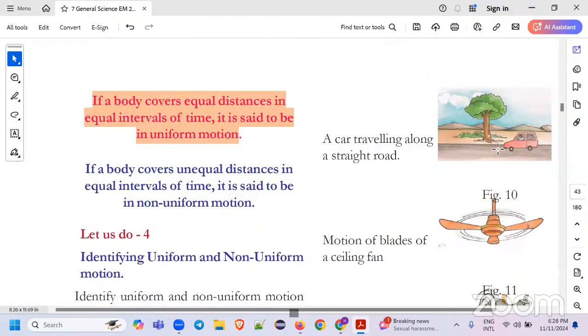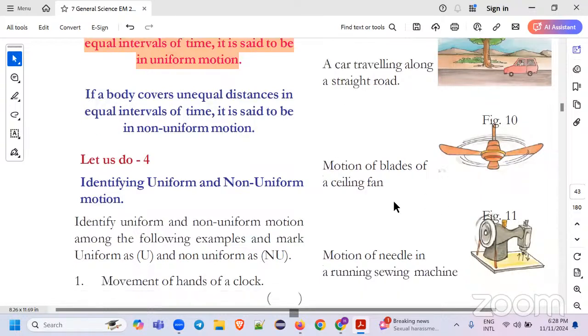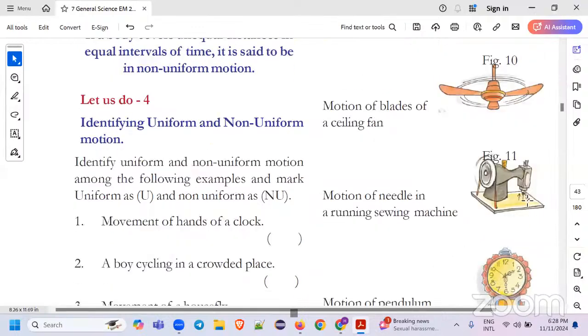On the road, a car is moving, traveling along a straight road. Motion of the blades of a ceiling fan. Motion of the needle in a running sewing machine. Students, in a running sewing machine, the motion of the needle.